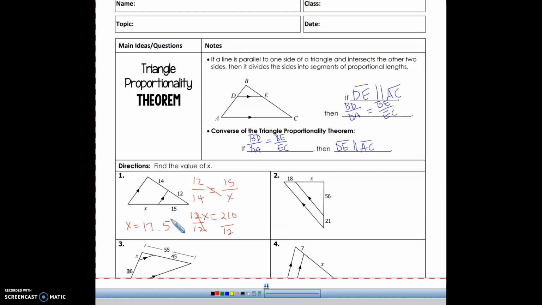Okay, looking at number two. Again, if my lines are parallel, and they are, that means that these segments are proportional. So I can say X over 18 equals 56 over 21. And again, you could have done 18 over X, but whichever order you do the first ratio in, you have to do the second ratio in that exact same order. Cross multiply. 21X is going to equal 56 times 18, which is 1008. I'm going to divide both sides by 21. And I get that X is 48.